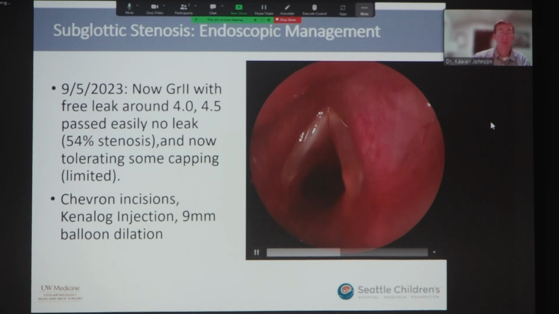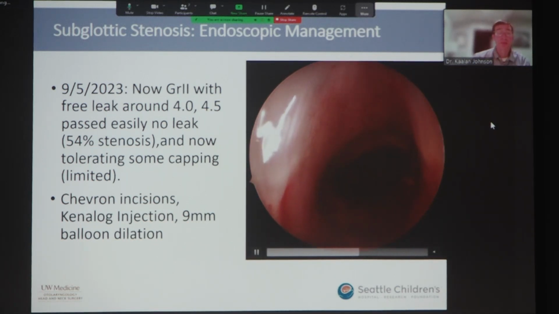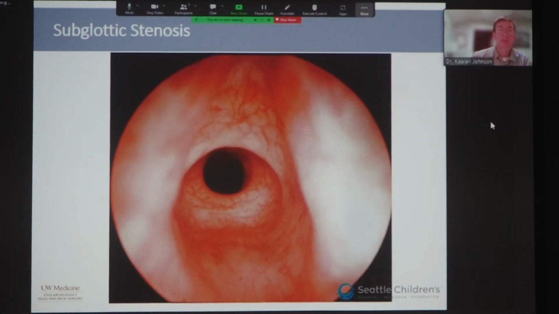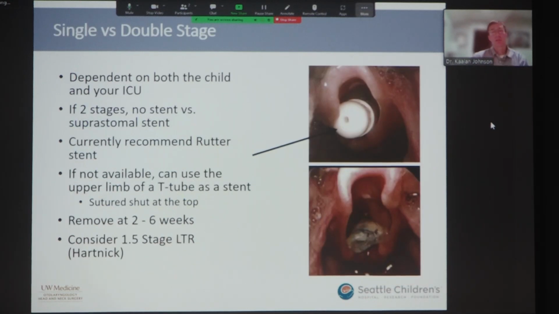with 3 endoscopic interventions. So don't forget that that is an option and something I would strongly consider if their airway looks amenable to it and if the family has the time. But most of the time when you have these thick stenoses, you can attempt lasering and interventions, but open procedures are going to be more commonly recommended. And we've already talked about single versus double stage.